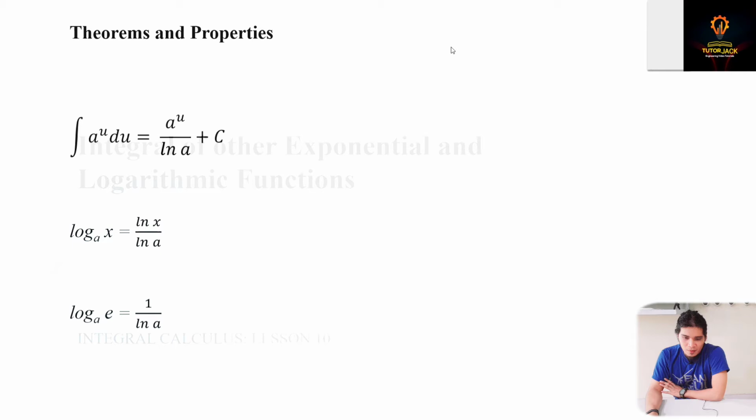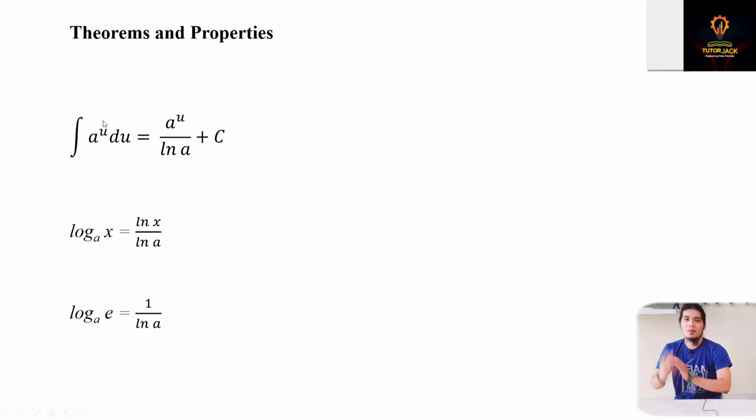Okay? So, ito lang naman yung mga theorems and properties na pwede natin gamitin. So, pag ganito yung form, meron tayong base na constant, tapos yung exponent may equation. So, ito yung standard na integral na form niya. No? So, a to the u over ln a. So, again, yung a natin is constant, tapos yung u, yun yung may variable natin na equation.